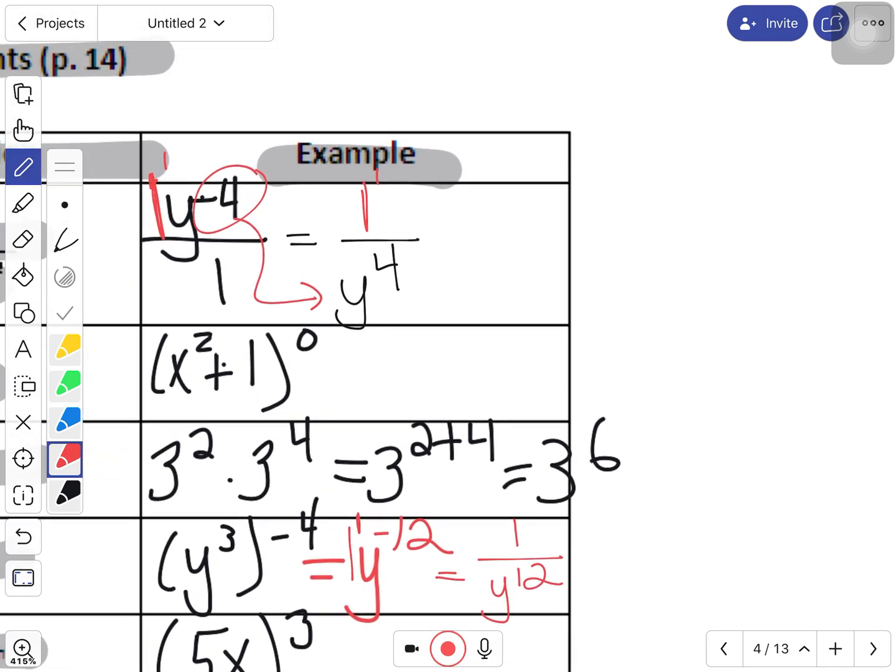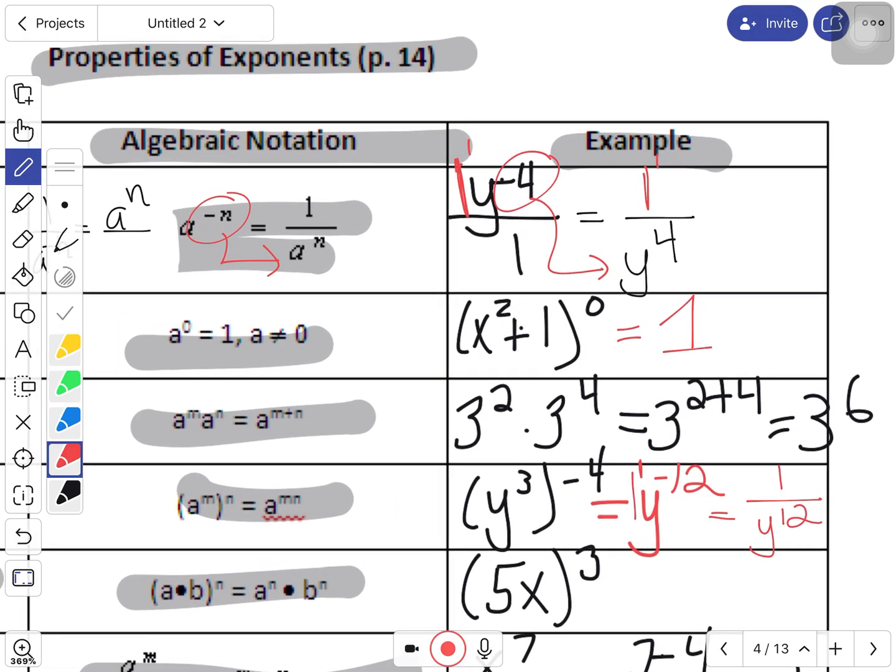I love the 0 exponent rule. It's awesome because anything raised to the 0th power is actually 0. I lied. It's 1. I said that wrong. Oh, dear heavens. What a way to miscommunicate. Okay, anything raised to the 0th power is 1.